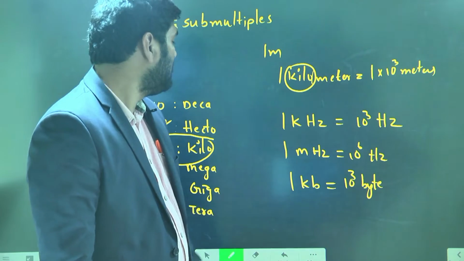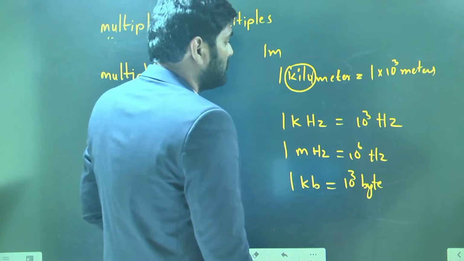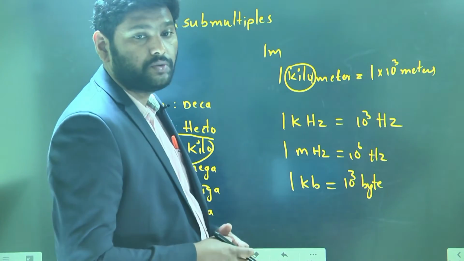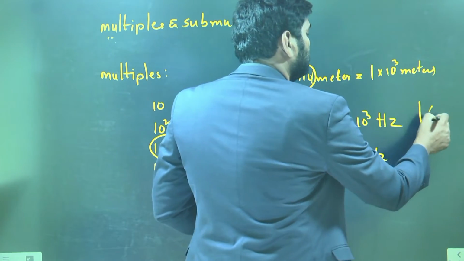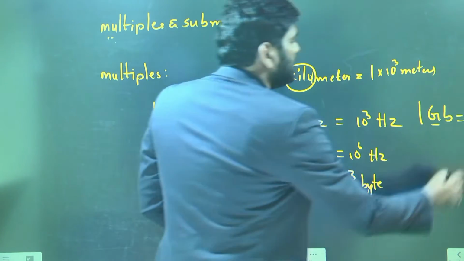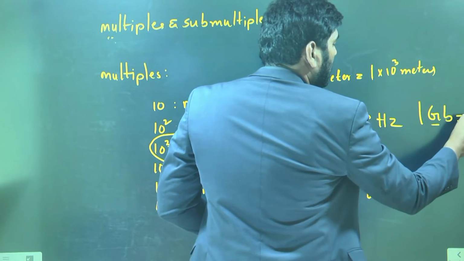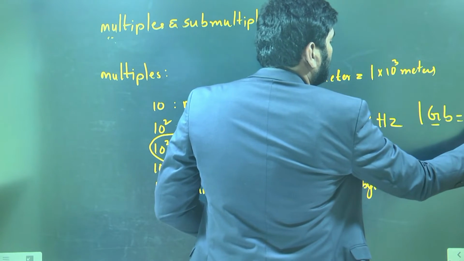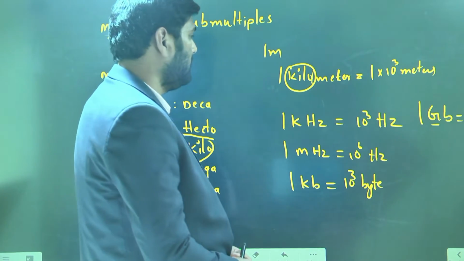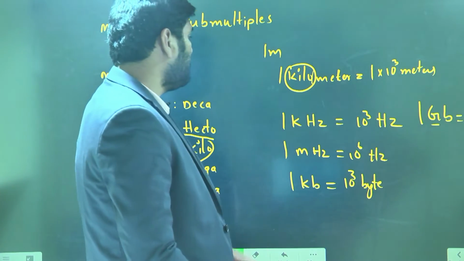Not only kilobytes, sometimes we measure terabytes. So what is tera? Tera, giga, 1 GB. Actually we are using 1 GB. Here G stands for giga. Giga represents how much multiple? It is 10 power 9 bytes. So 10 power 9 bytes represents 1 GB.